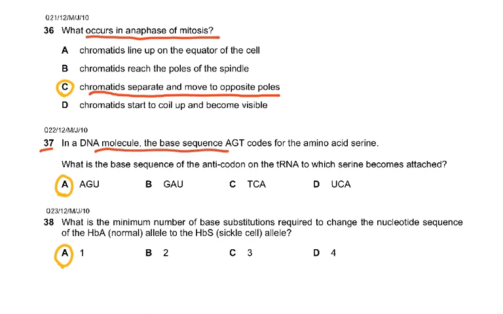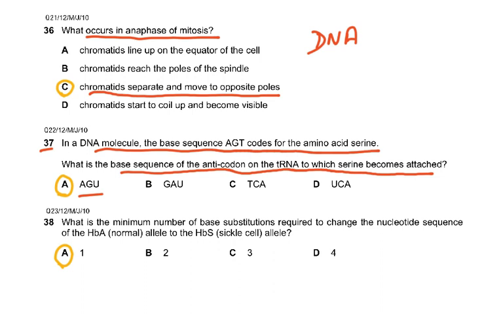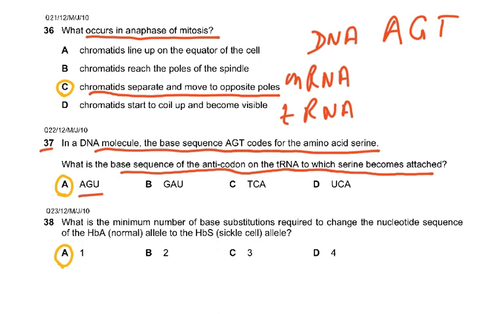37. In a DNA molecule, the base sequence AGT codes for the amino acid serine. What is the base sequence of the anticodon of the tRNA? Well, that was AGU. So this is a very simple way that you do it. You say DNA, mRNA, and tRNA. Of course, it's not part of this chapter. This is part of the next chapter. So the DNA was AGT. Having done that, you write the DNA and then you write the mRNA, and the mRNA and the tRNA will have U, so there's no thymine. There's uracil instead of thymine.